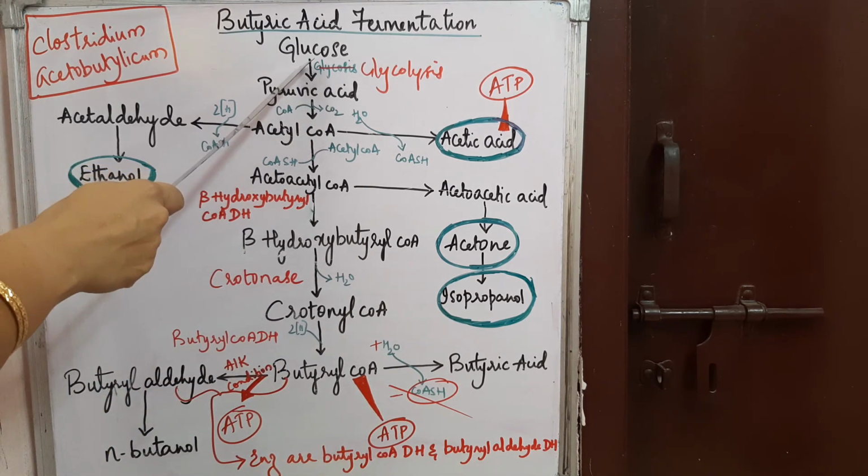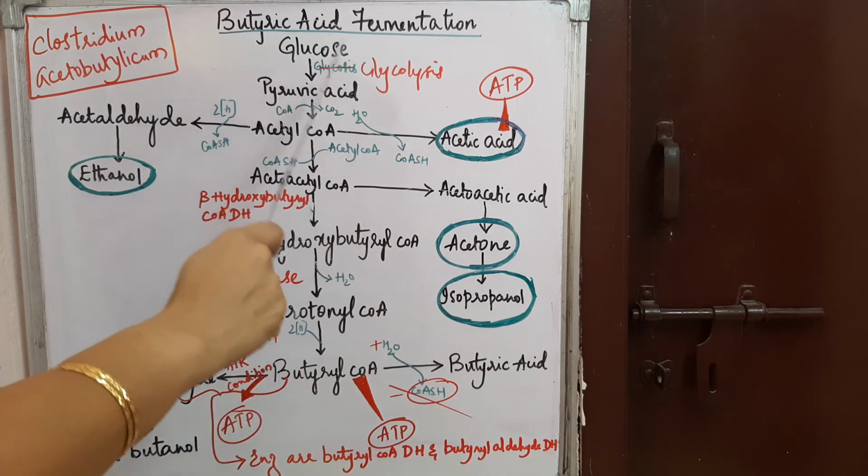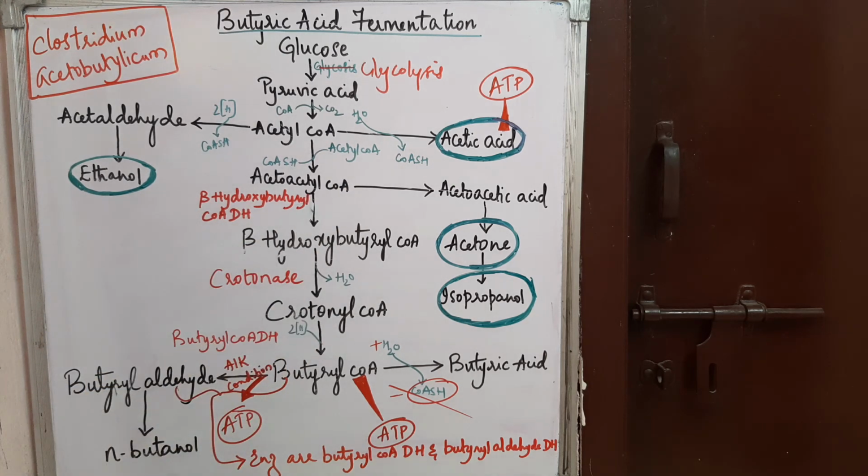Is it clear? So this is about butyric acid fermentation. Butyric acid fermentation also takes place in the human body, especially in the gut where the dietary fiber is broken down and butyric acid is formed. This butyric acid is useful as an energy source for the reactions that take place in the colon, in the body. Okay, I hope it is clear.